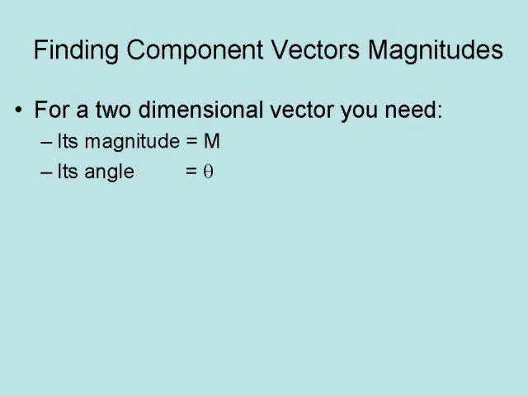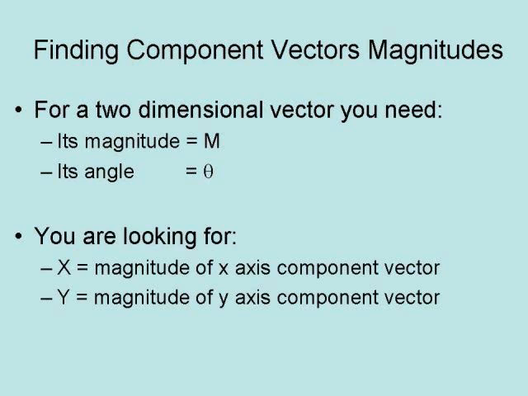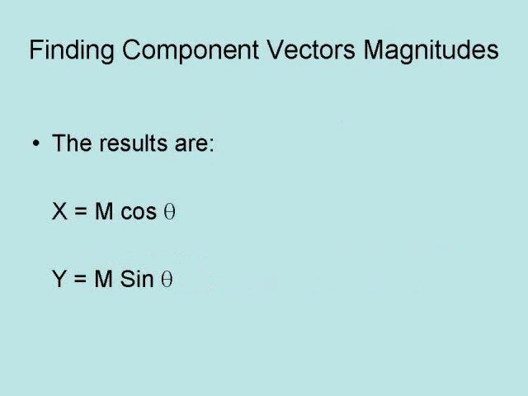Here is how you find the magnitude of the component vectors. For a two-dimensional vector, you need the vector's magnitude, denoted by m, and its angle, denoted by theta. Now, you are looking for the magnitude of the x-axis component vector, denoted by x, and the magnitude of the y-axis component vector, denoted by y. The result is that for the magnitude of the x component vector, we have x equals m times cosine of theta. And for the magnitude of the y component vector, we have y equals m times the sine of theta.